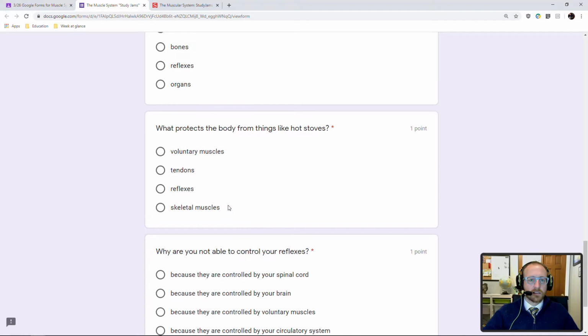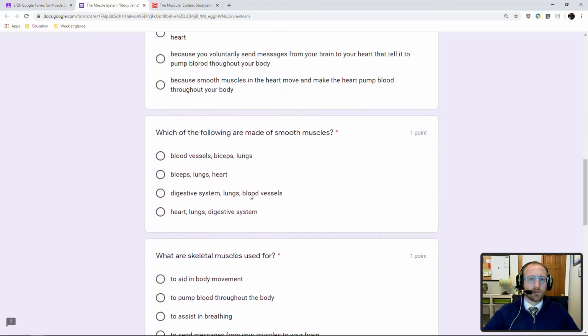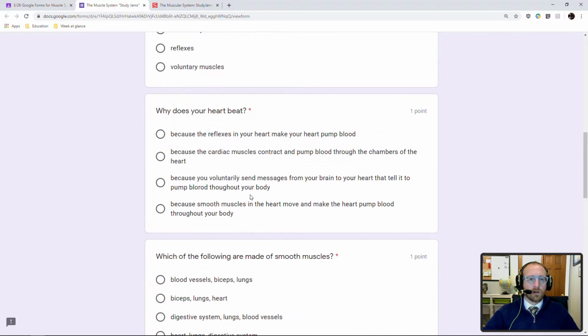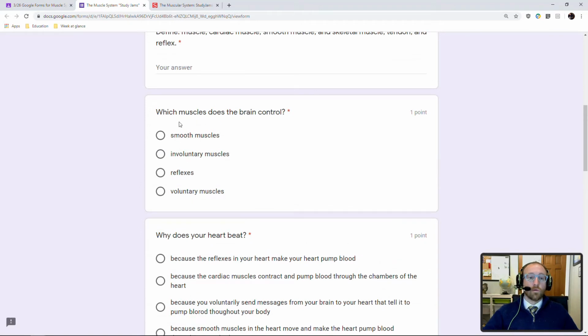Reflexes, stoves, tendons, skeletals, smooth muscles. Why does your heart beat? Maybe because the reflexes in your heart make it pump blood, because the cardiac muscles contract, because you voluntarily said no, nothing there. Ooh, which muscles does the brain control?